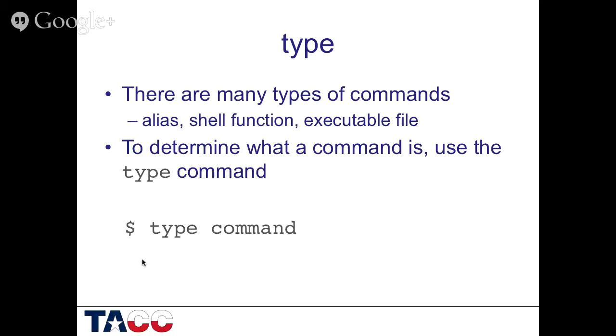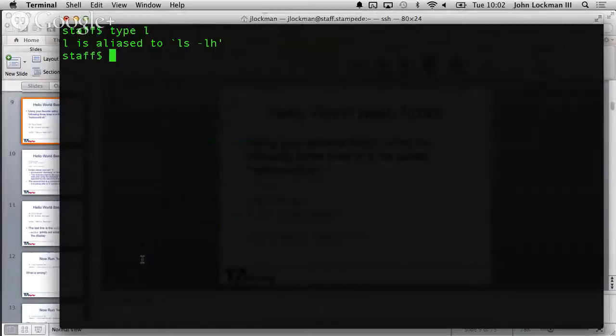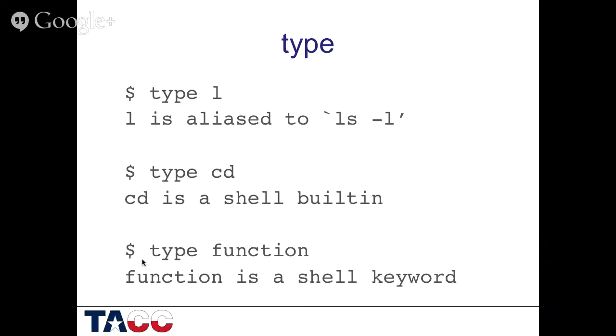So if we say type cd, you see that cd is a shell builtin. I have l in there, right? So if I say type l, it says, hey, l is aliased to ls -lh. I have another one too. What about function? Function is a shell keyword. Yeah, type just tells you what it is. So pretty basic. You can get an idea of what you're looking at when you're playing around.